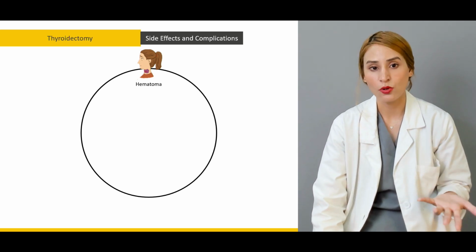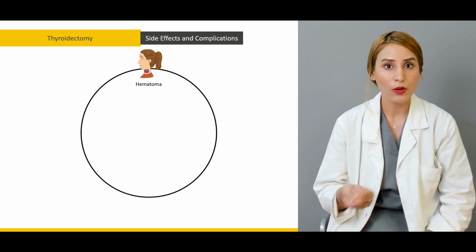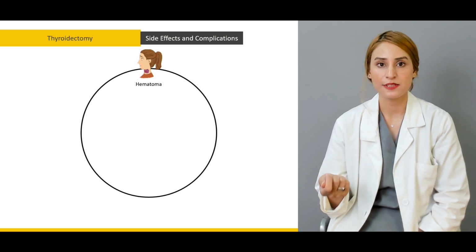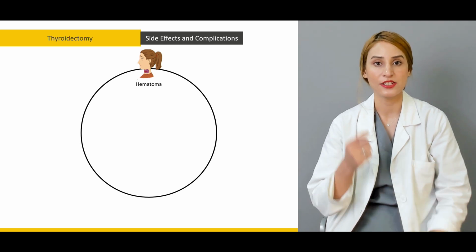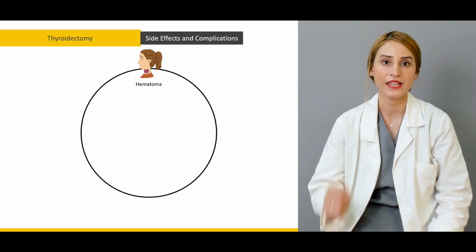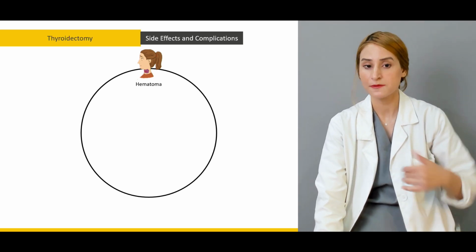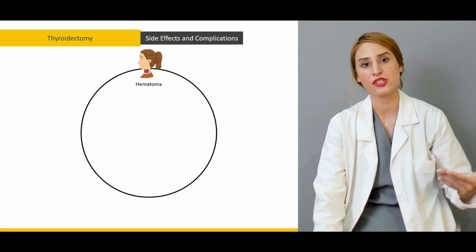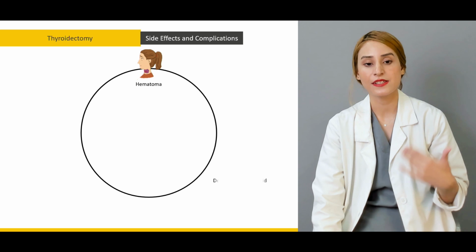So sometimes surgeons put a drain while performing the thyroidectomy, because if there's a hematoma or a hemorrhage, the blood will drain out, and there will be no hematoma. But sometimes if the drain is not put, the patient can have a hemorrhage and present to you with a hematoma. So this is the complication.